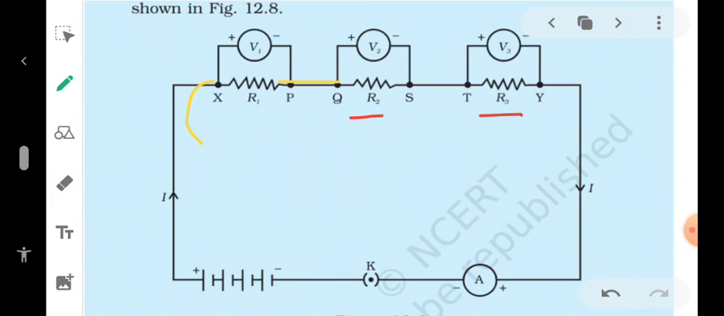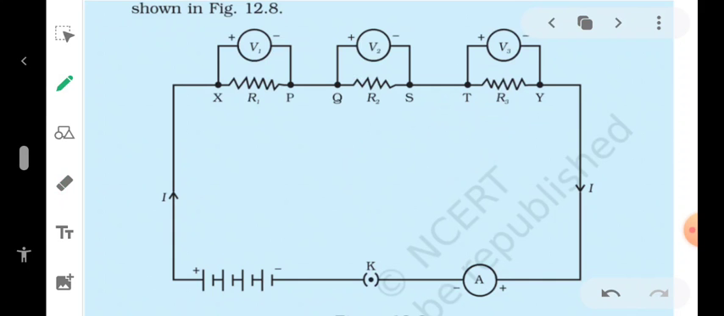The second terminal of the resistor 1, P, is connected with Q. What is Q? Q is the first terminal of the resistor 2. And this second terminal of the resistor 2, S, is directly connected to the first terminal of the third resistor. So the connection is fine. The second terminal of the first resistor is directly connected to the second resistor. The second terminal of the second resistor is directly connected to the third resistor. So this is a series connection. Yes or no?